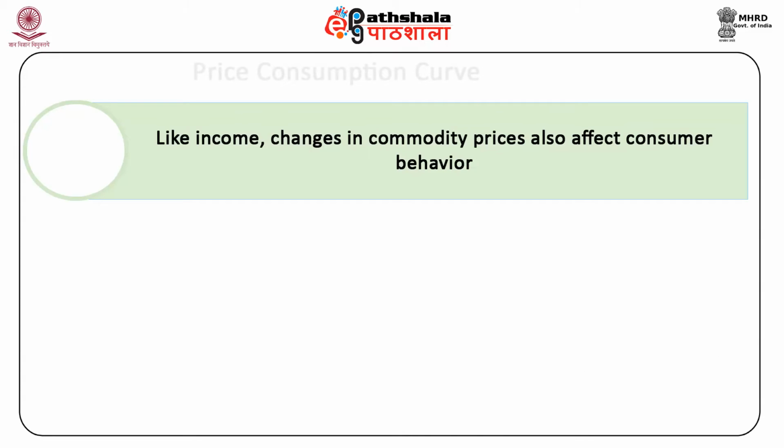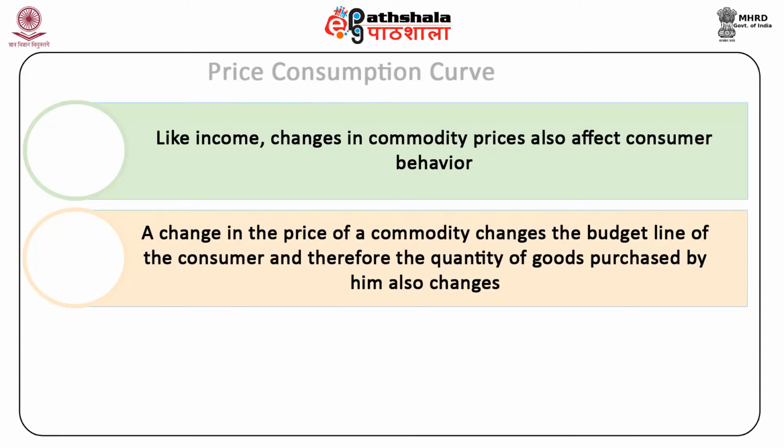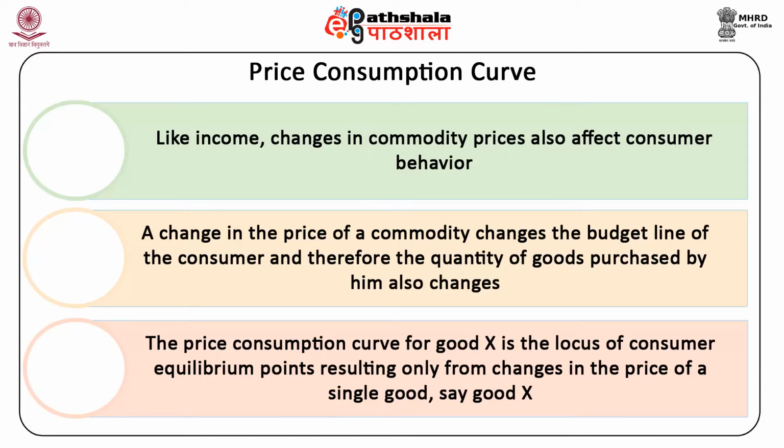Like income, changes in commodity prices also affect consumer behavior. A change in the price of a commodity changes the budget line of the consumer, and therefore the quantity of goods purchased by him also changes. We shall now explain how the consumer reaches a new equilibrium when the price of a good changes but his income, taste and prices of other goods remain unchanged. The price consumption curve for good X is the locus of consumer equilibrium points resulting only from changes in the price of a single good, say good X.